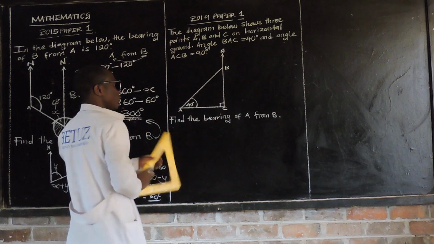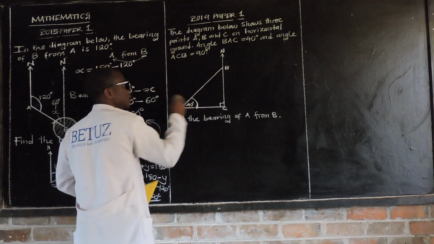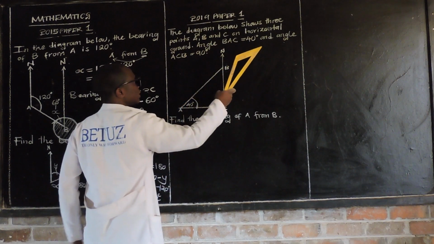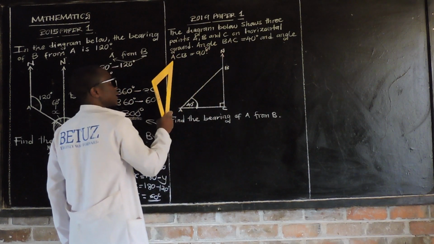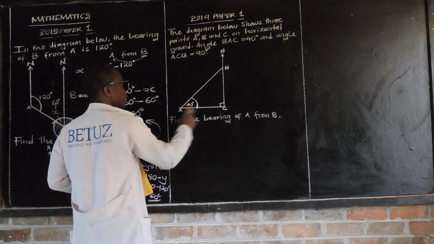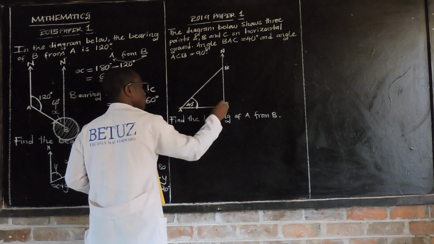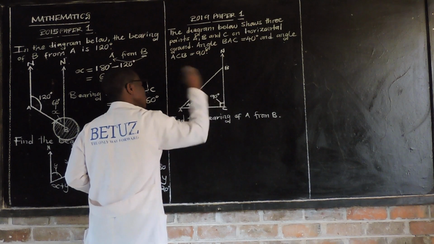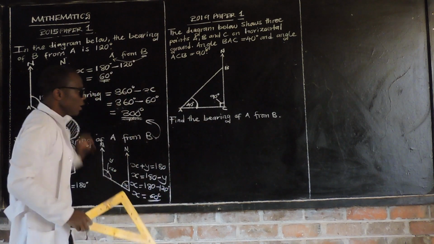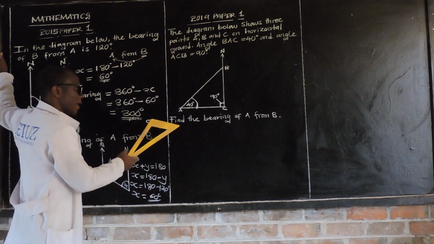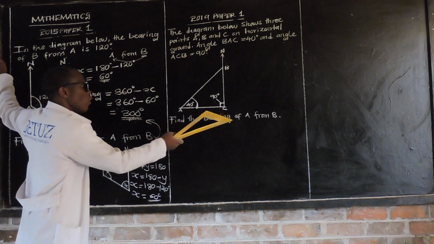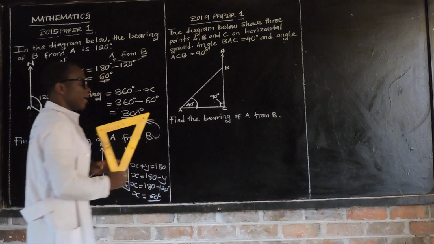Now we have been told that angle BAC is 40, take note. This is 40 degrees. And angle ACB is 90. This is 90, take note, 90 degrees. Okay? Then we are being told to find the bearing of F from B. Find the bearing of F from B.